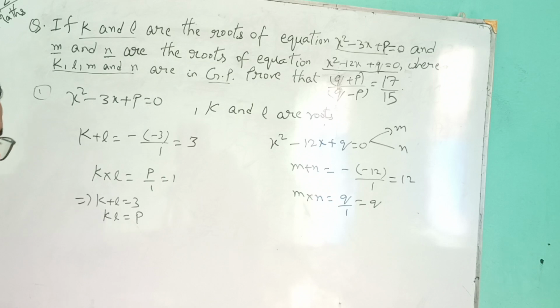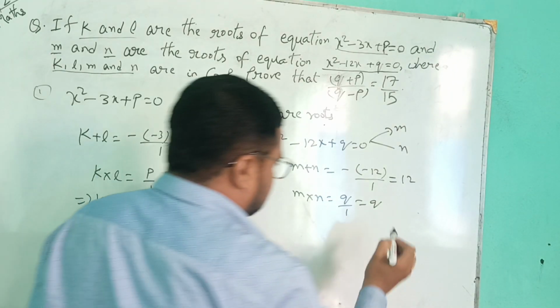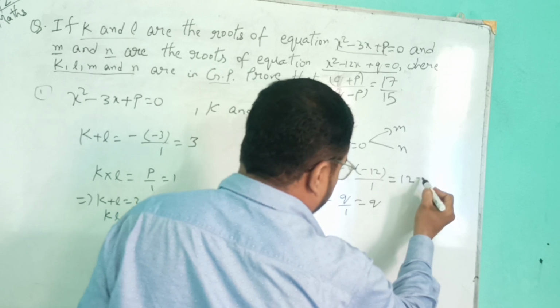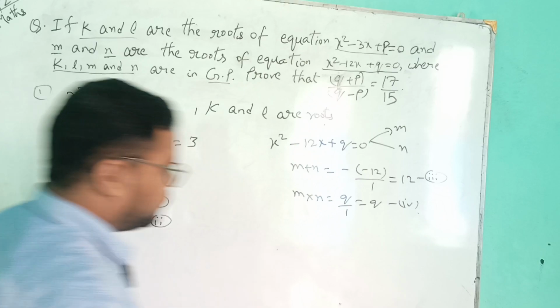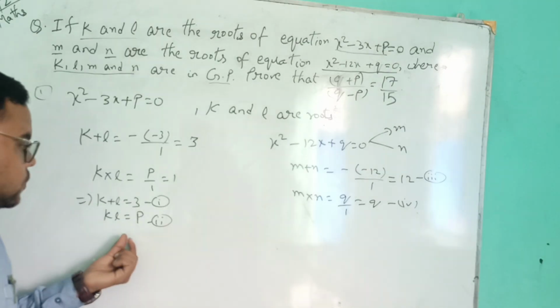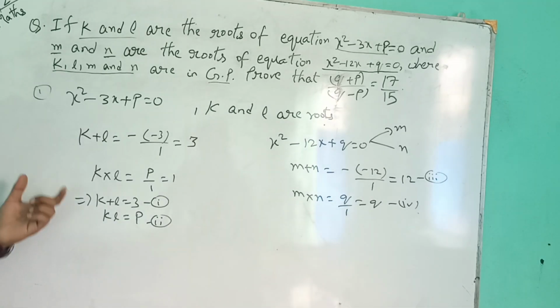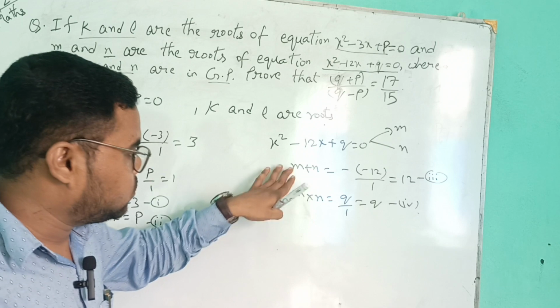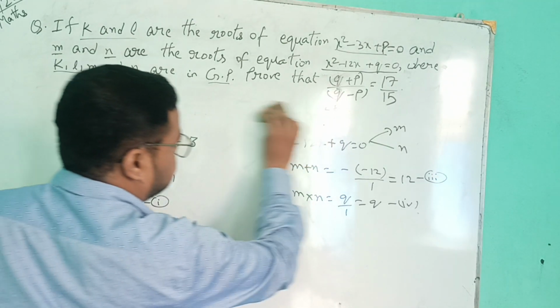So we get four equations. First equation is this, second equation is this, third equation is this, and fourth equation is this. Now we will have to find from these four equations the value of p and the value of q. So we will rub this and write the four equations afresh with their concepts. Let us proceed.